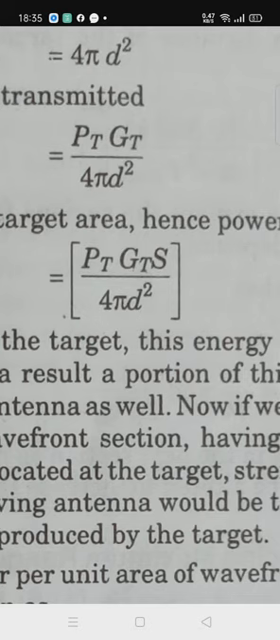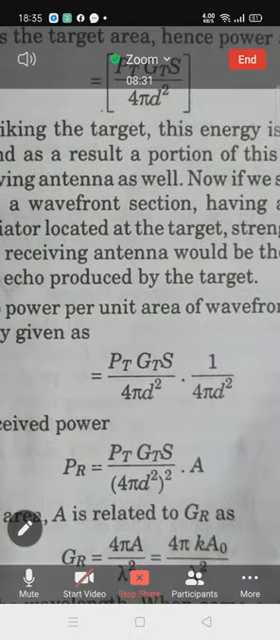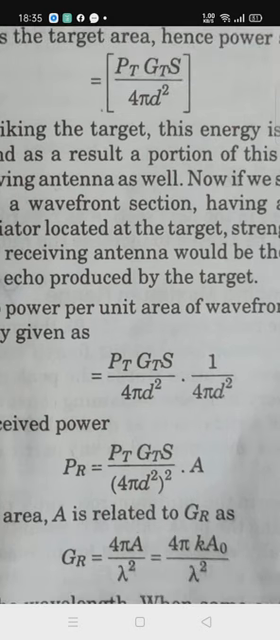Now suppose the total power contained in a wavefront section having area is radiated by an isotropic radiator located at the target. The strength of the wave reaching the receiving antenna would be the same as the total strength of the actual echo produced by the target. Therefore, the echo power per unit area of wavefront at the radar receiver is given as PT GT S divided by 4 pi d square into 1 upon 4 pi d square. So this is the echo power per unit area of a wavefront at the radar receiver.